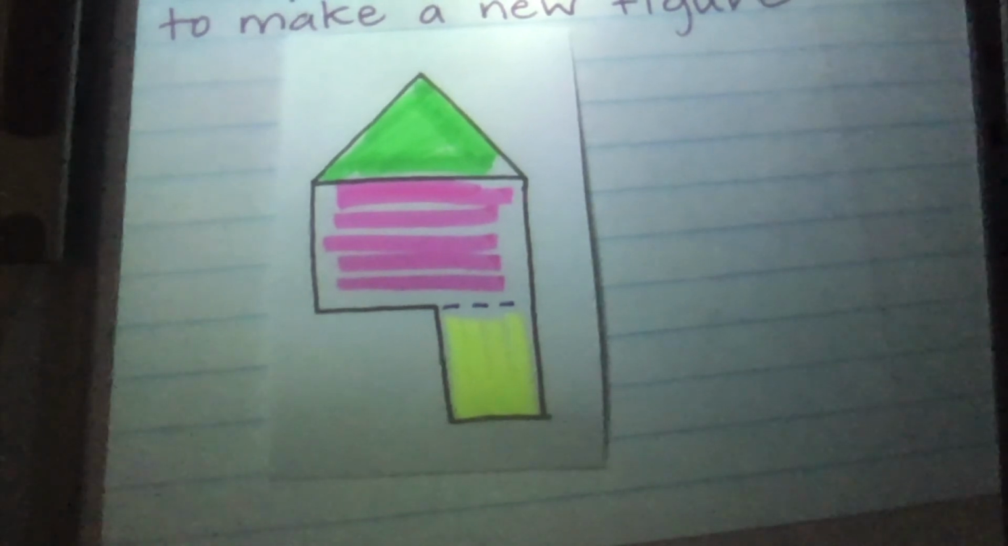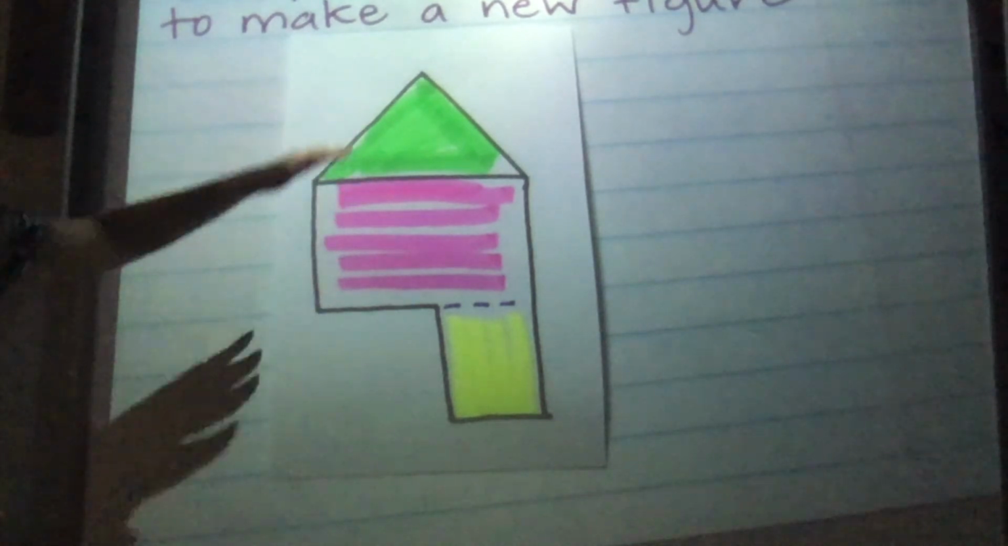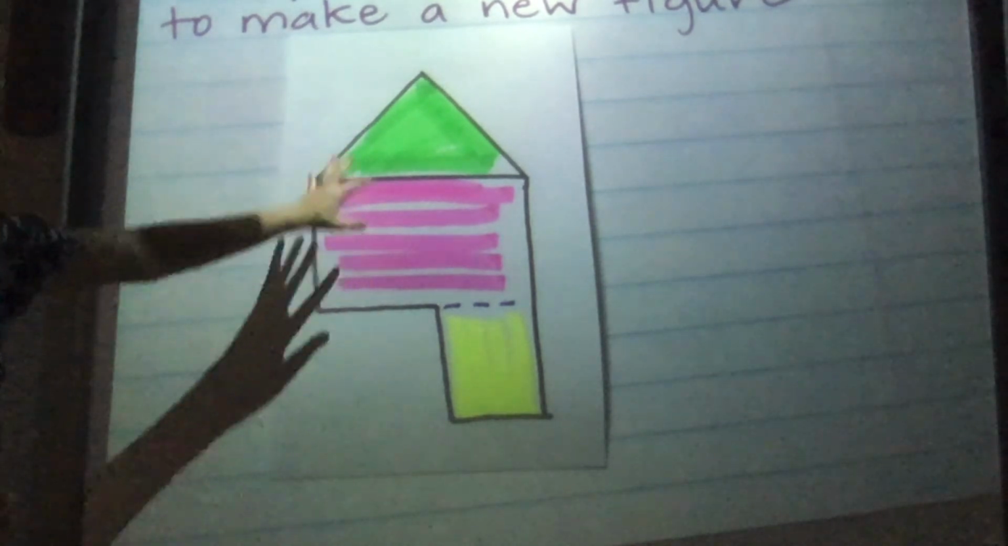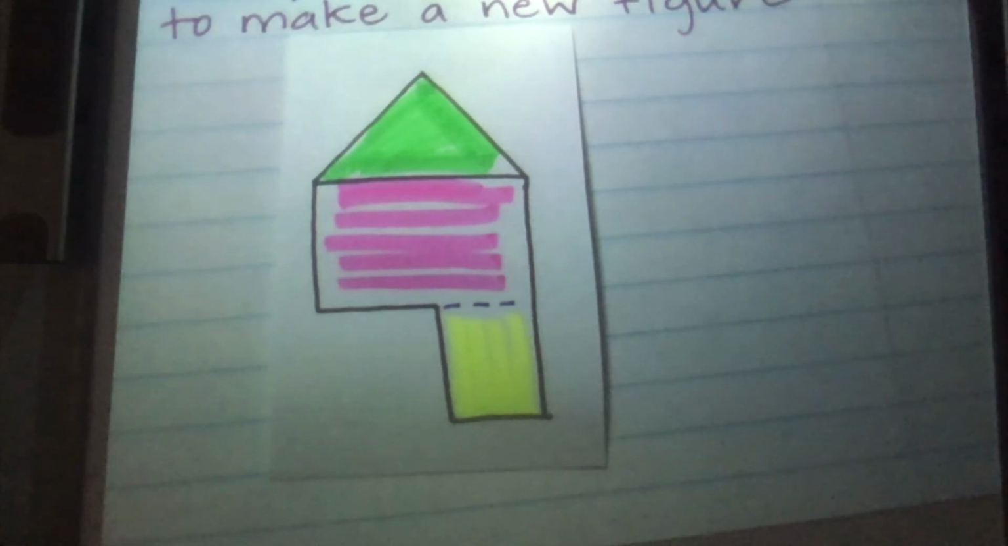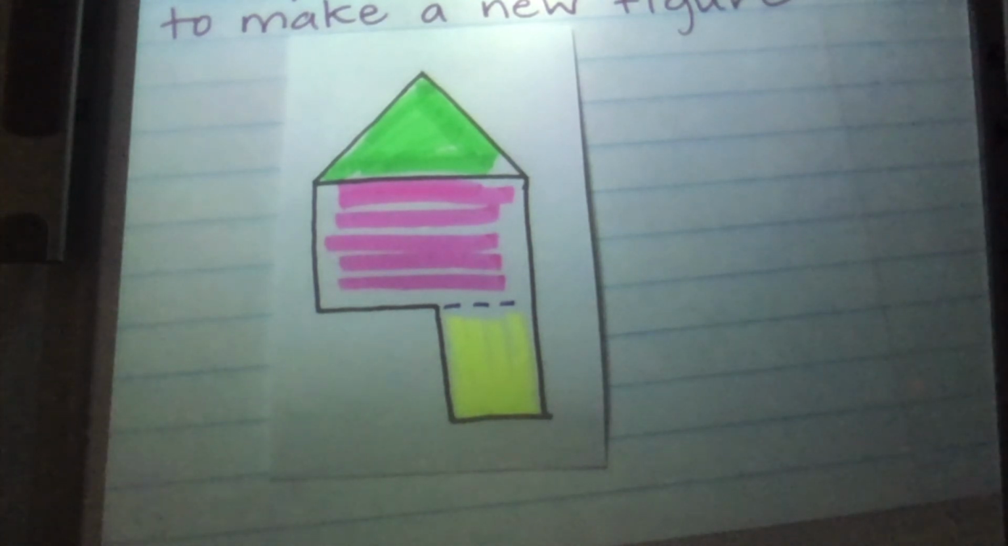Now, next week, we'll take it one step further, and we'll actually take this figure and we'll break it apart, and we'll find the area of each smaller part. But this week, we're just going to focus on reviewing triangles, trapezoids, and parallelograms so that you're prepared for working with composite figures the following week.